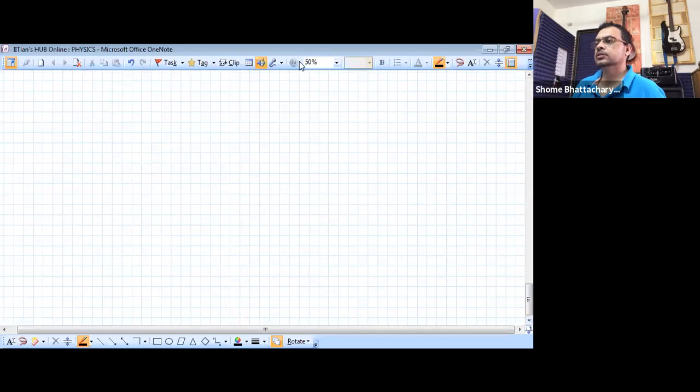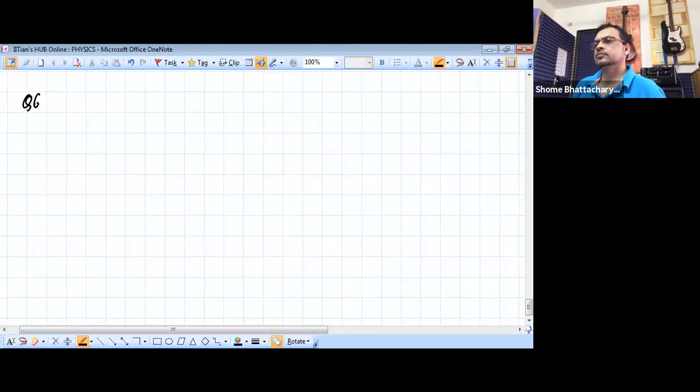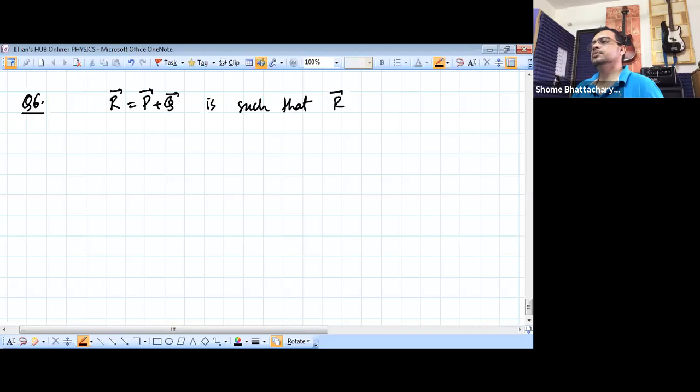Now let's come to the sixth question. In question 6, it's told to us that the resultant of P and Q, which is R, is perpendicular to P, and the magnitude of P is to the magnitude of Q as 3:5. So from this information, we have to find the angle between P and Q.